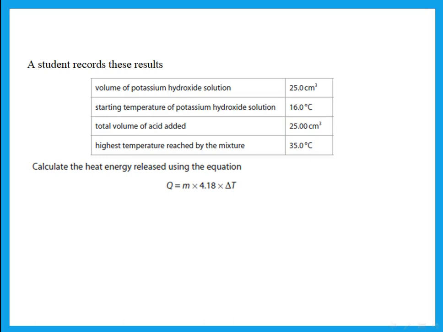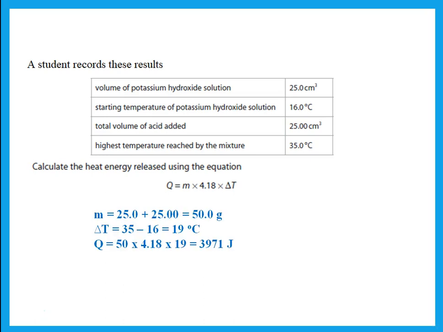What is M? Remember, we said M is the mass of the solution. What is the mass of the solution in this reaction? He put 25 of potassium hydroxide plus 25 of acid, so the mass of the solution is the total. That's 50 grams. The difference in temperature is the difference between 35 and 16, and Q would be mc delta T, so the total mass of the solution, 50, times the 4.18, which is the C, times the difference in temperature. Remember again, you don't put a sign for Q. You put a sign only for delta H.